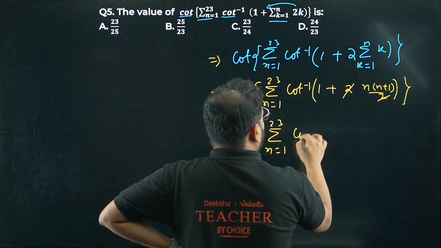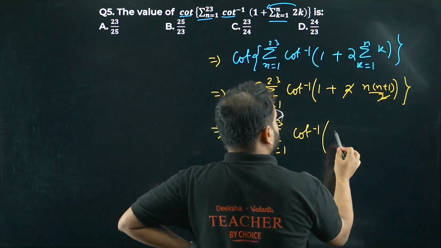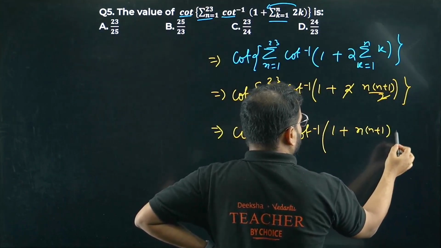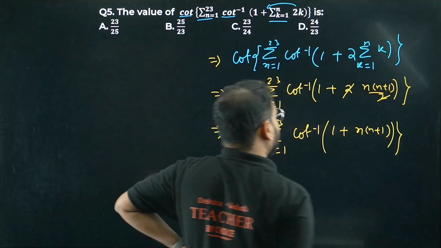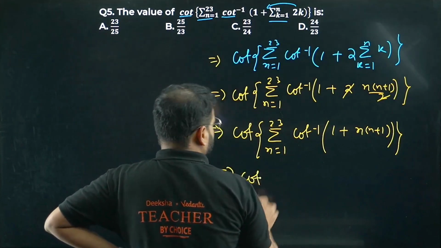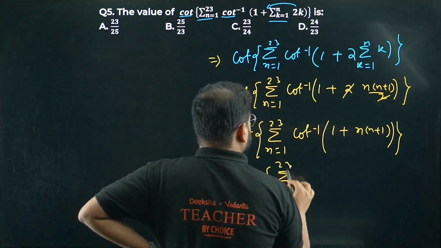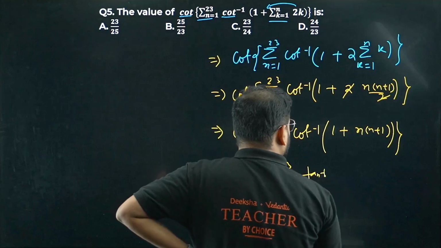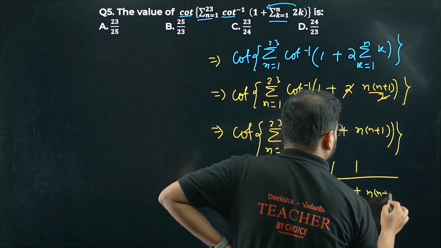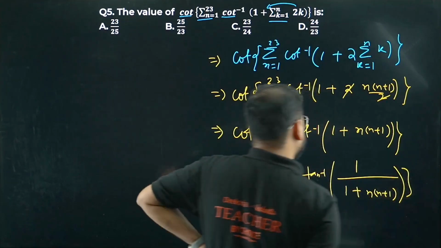Okay, cot inverse, what I'm getting now, 1 plus n times n plus 1, same thing is there. Okay, close the bracket. I can write this cot in terms of tan inverse now. Let's do one thing, write this cot in terms of tan inverse now. So it'll become tan inverse of 1 upon 1 plus n times n plus 1. Okay, this is a bracket, that is more than enough.